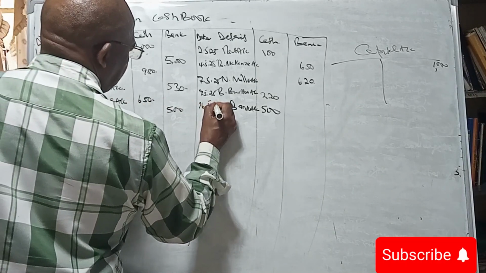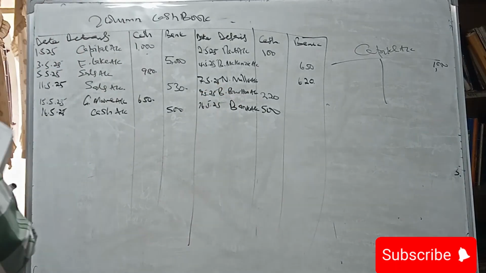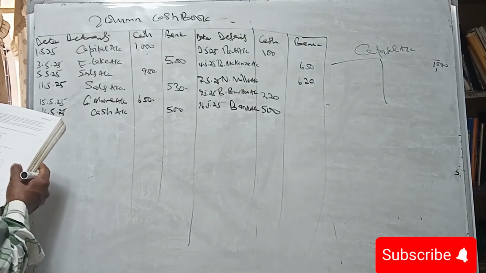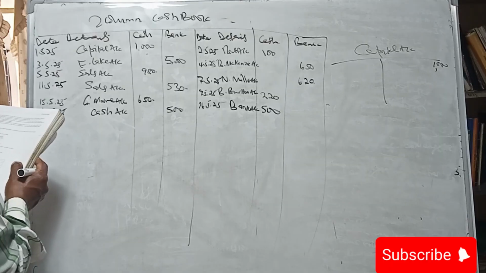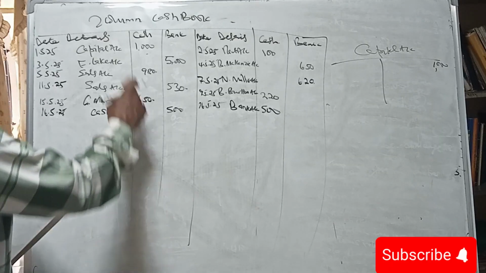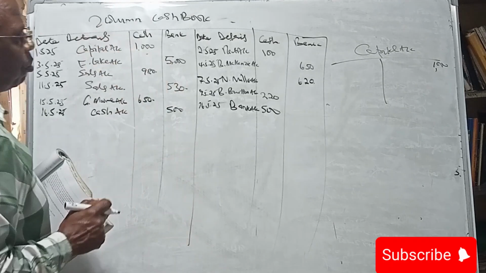Then we are told on 19th, we repaid F. Flake 1,000 by check. He gave us 5,000. Now we are paying him.